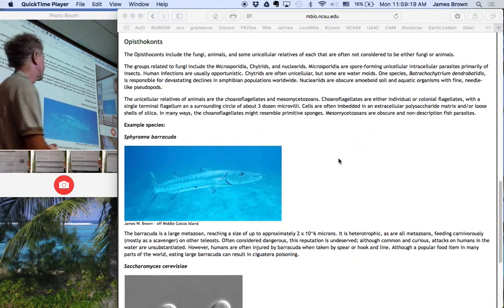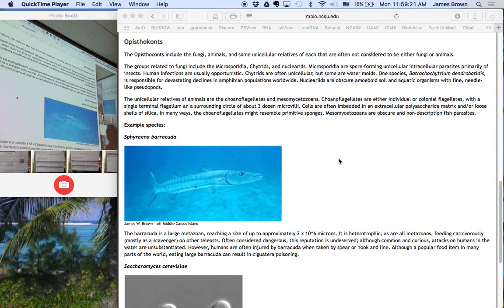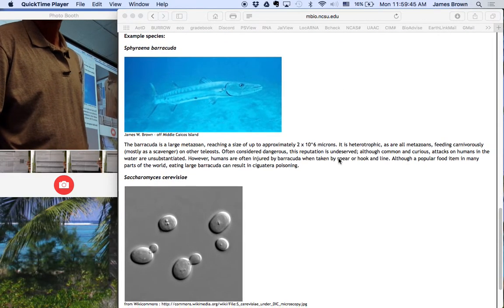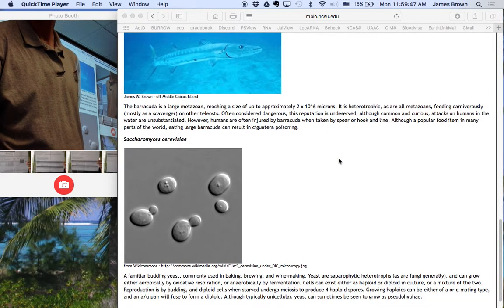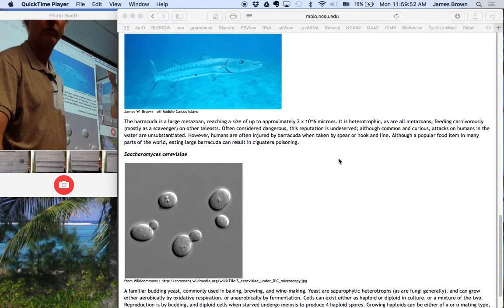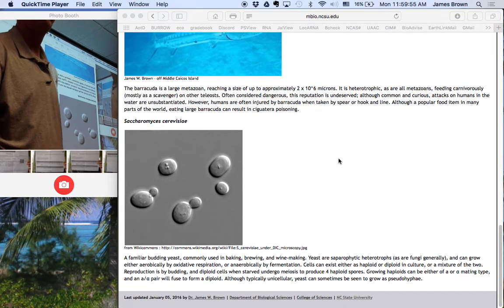The other group are the opisthocons, fungi, animals, and some eukaryotic relatives. By far and away, the most abundant of these creatures in terms of species are the arthropods, and particularly beetles. You'd be amazed at how many species of beetles there are. I just put up the barracuda here just as a fun thing. 2 times 10 to the 6 microns in length, and it's a heterotroph. This particular one, by the way, used to follow us around swimming in Mujin Harbor. He's used to getting handouts.